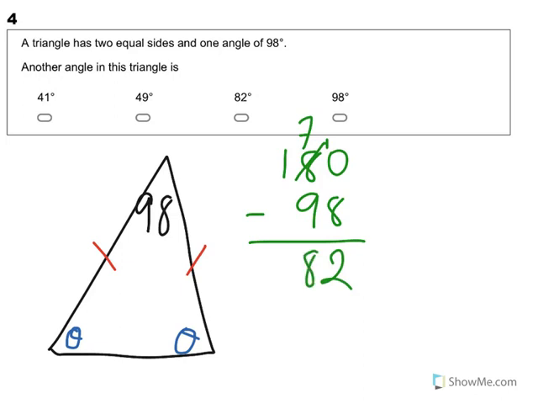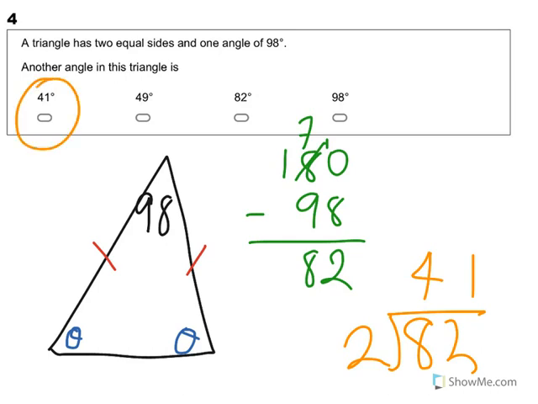So there are 82 degrees left over, but it's split between the 2 angles evenly. So I need to do 82 divided by 2. 8 divided by 2 is 4. 2 divided by 2 is 1. So each angle is 41 degrees. Each of the remaining angles is 41 degrees.